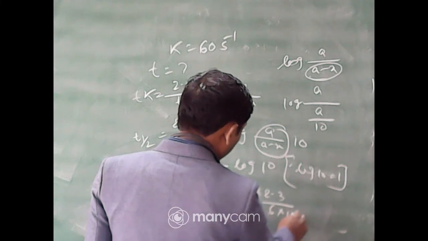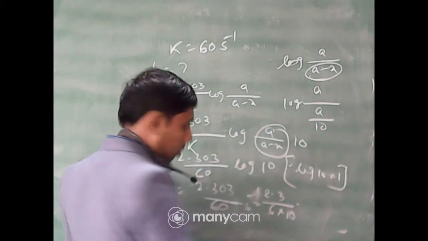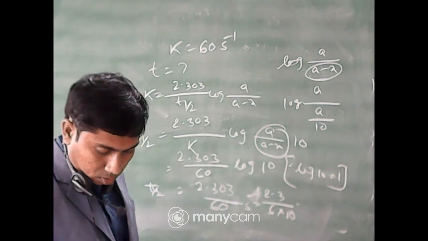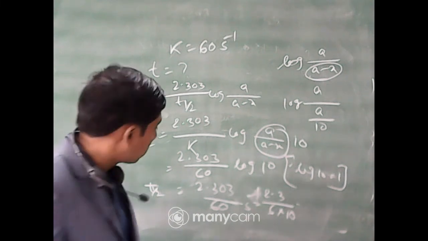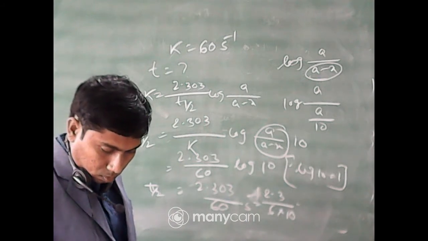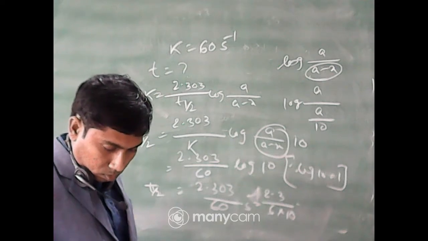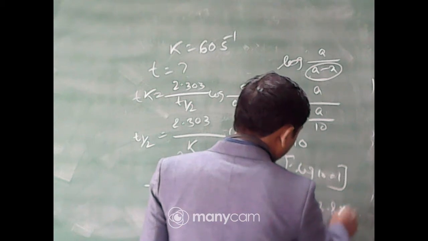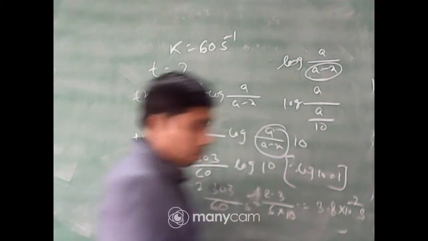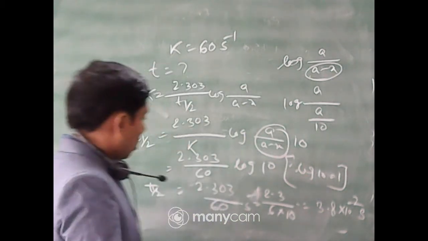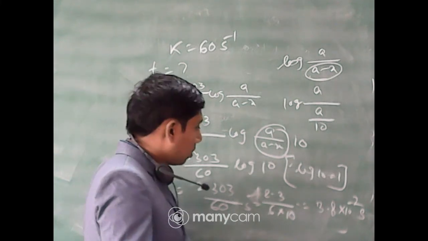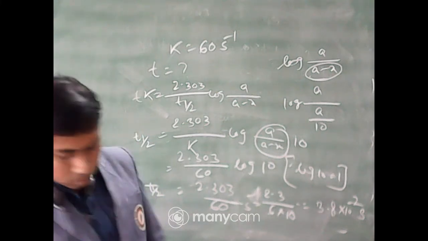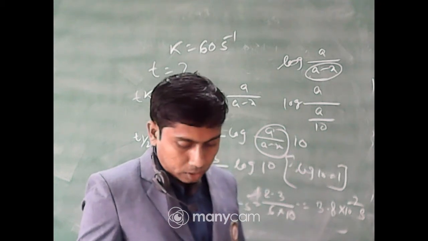2.3 by 6 into 10. If this is calculated, then 2.3 divided by 60 is .038. Yes, it is 3.8 into 10 to the power minus 2 second. It's not 1.7. 2.3 divided by 6, this is near about 0.38, isn't it? Okay, next one. This is 3.8 into 10 to the power minus 2.